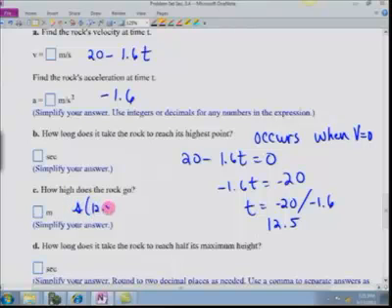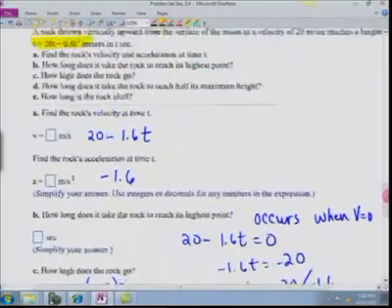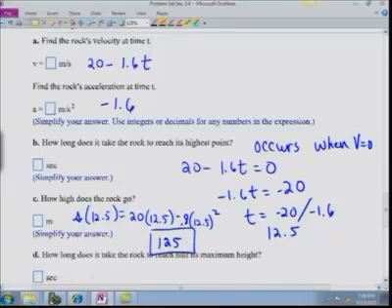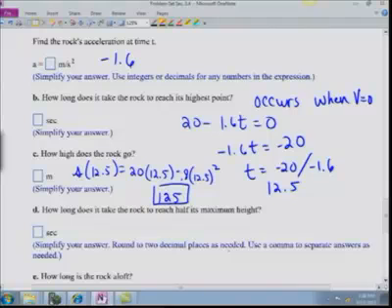So s of 12.5 equals, I have to get back up there so I can see it, 20 times 12.5 minus 0.8 times 12.5 squared. 0.8, sorry, thanks. That didn't even look any better. 125. Okay. And I think the unit is there. It's meters. Okay. All right. How long does it take the rock to reach half of its maximum height? Well, what's half of its maximum height? 62.5.